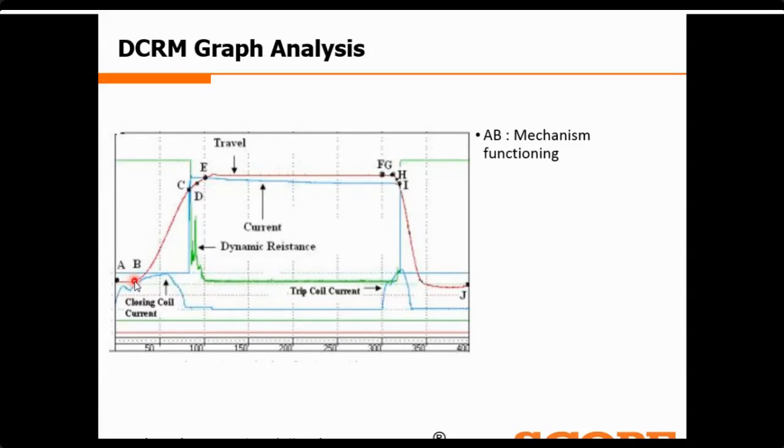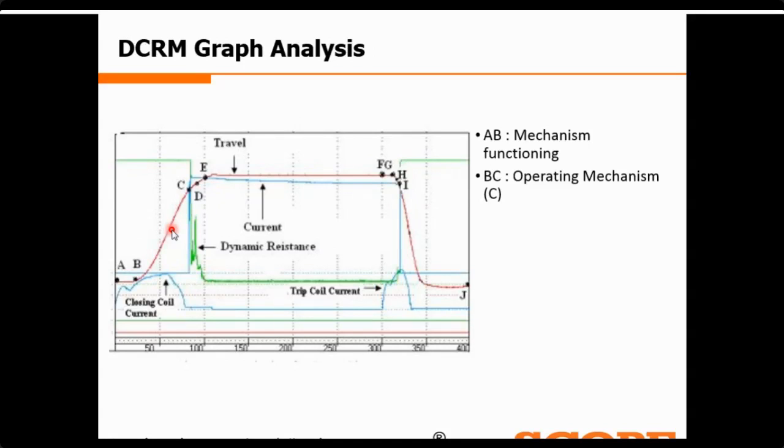Now, from point B to C, at point B, the operating rod will start moving upward, which in turn moves the arcing and main contacts in the interrupter housing. Initially the arcing contact closes at point C, where the current is injected. The time taken between B and C will indicate the healthiness of the operating mechanism during the closing operation.